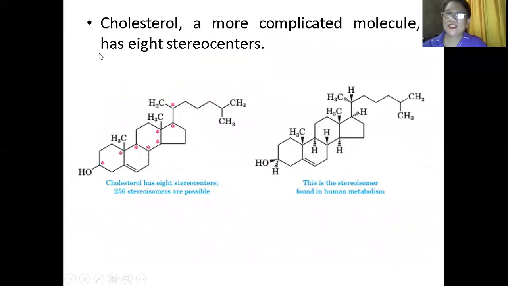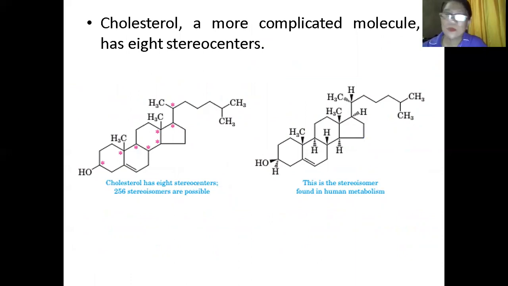For instance, this is cholesterol. Look at the cholesterol. How many stereocenters? Cholesterol has 8 stereocenters. So how many stereoisomers? That is 2 to the n, right? 2 to the 8.